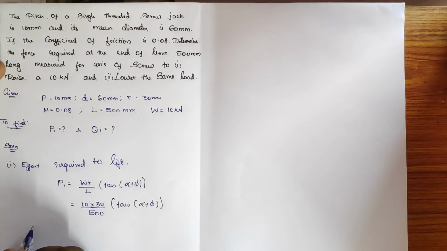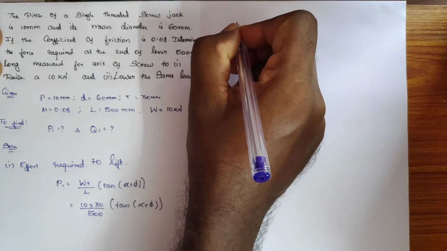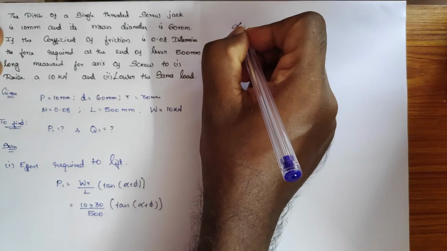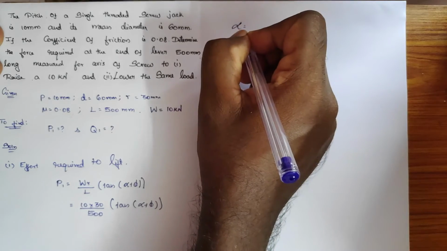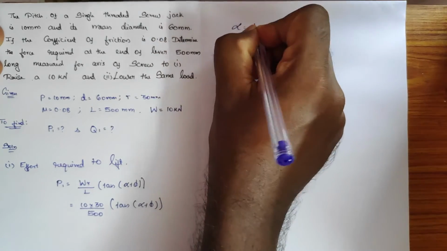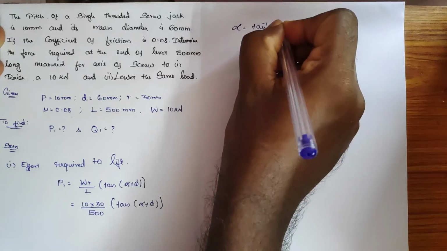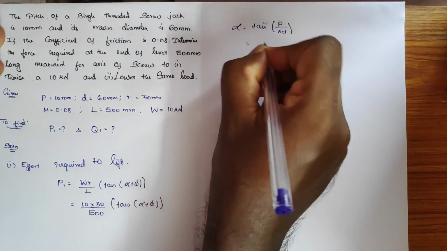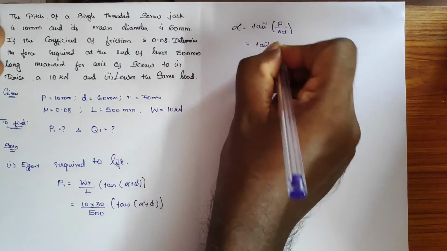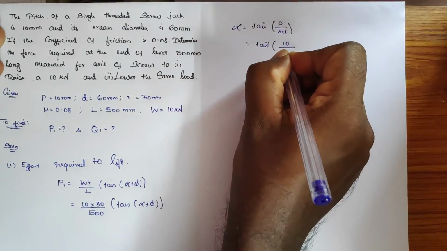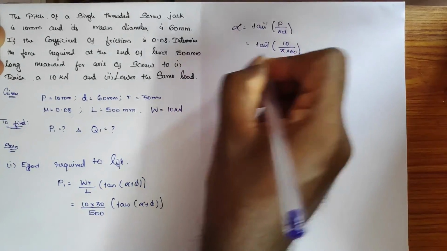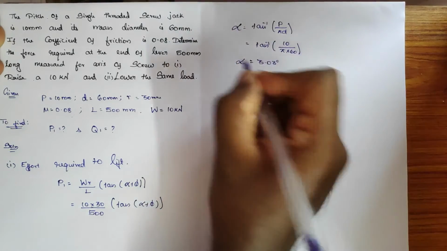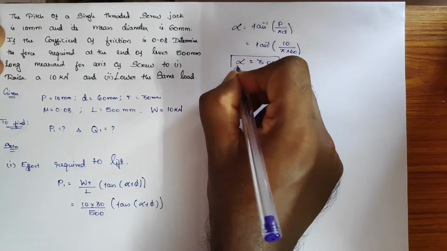So just calculate the alpha value first. How will you calculate the alpha value? We have a direct formula. Alpha is nothing but the helix angle or screw angle, which is tan inverse of pitch p divided by pi d. So here if I put it, tan inverse of 10 divided by pi into 60, I'll get alpha as 3.03 degree. Okay, so I got the alpha value.